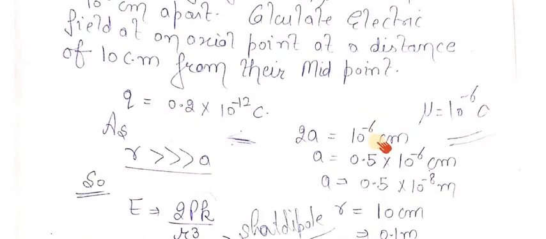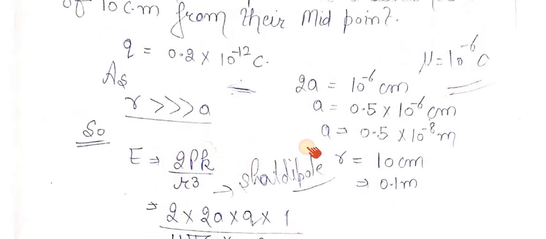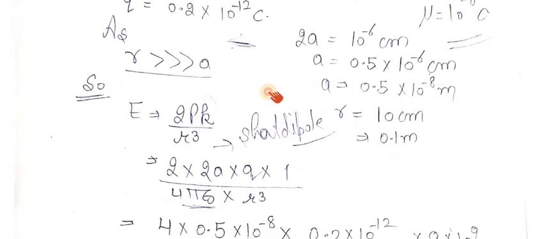You have to use only A, so just divide this 2A, you will get 0.5 into 10 to the minus 6 centimeter. Decode into SI unit, that is meter. Just put down the value of 2. This formula we will use for the short dipole. Why? Because you will see here, the value of r we have is 10 centimeter, that means 0.1 meter, but A went into negative powers, that means there is a very big difference when you compare R and A values. So R is very much greater than A. So when you compare these values you will get the difference.